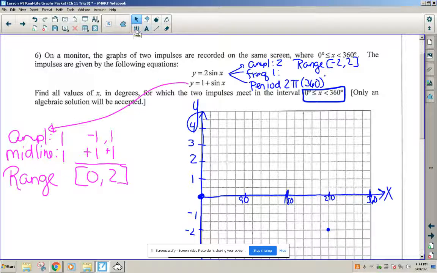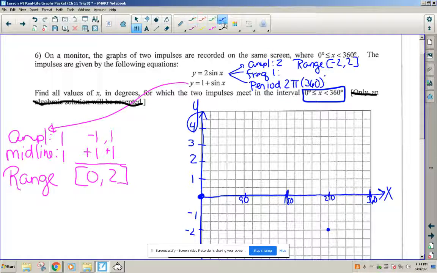Now, the next thing is on the paper, I want you to cross this off. I never taught you an algebraic solution. We're going to use the graphic solution. We're going to cross that off right now. Now, notice too that before I went to this page, I took this one and I labeled the amplitude of 2, frequency of 1, and the period of 2 pi, and then there's the range.